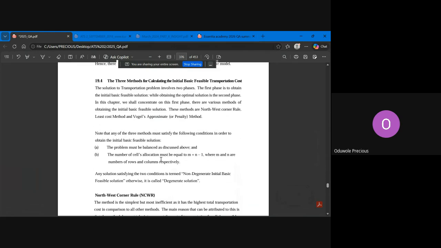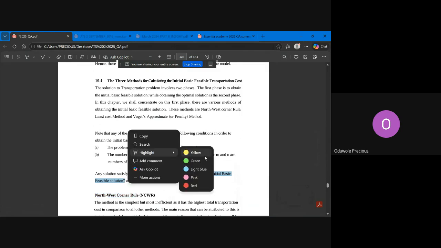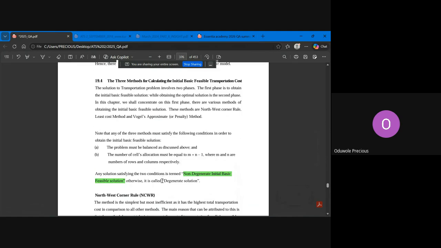The number of cell allocations must be equal to m plus n minus 1, where m is the rows and n is the columns, respectively. So any solution satisfying the two conditions is termed a non-degenerate initial basic feasible solution. They can ask this in your objective questions, filling the gap. Otherwise, it is called a degenerate problem.